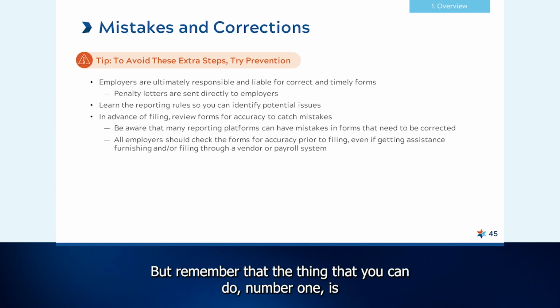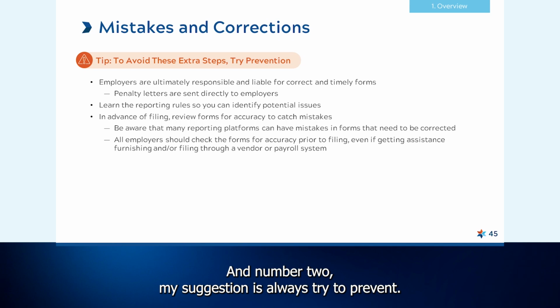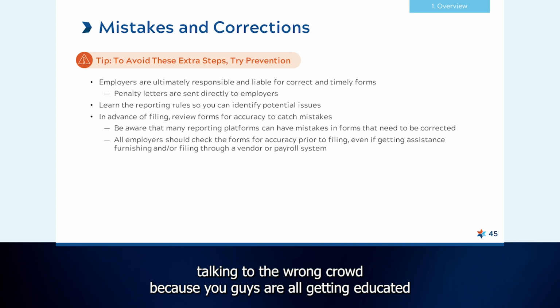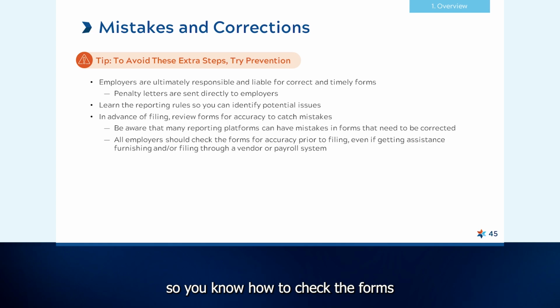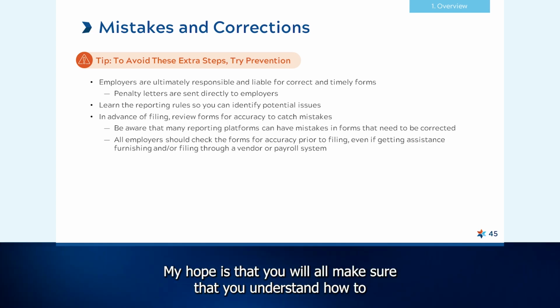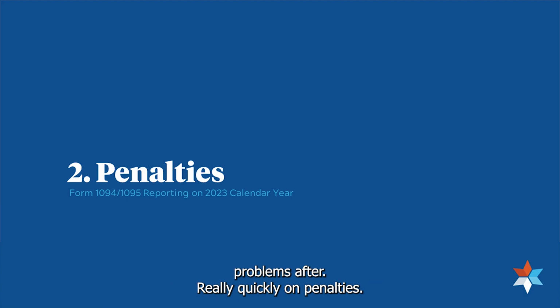But remember that the thing that you can do, number one, is if you find a correction, you're supposed to correct as soon as possible. And number two, my suggestion is always try to prevent. And I'm probably talking to the wrong crowd because you guys are all getting educated on how to do the forms and how to do it correctly. So you know how to check the forms before you file them so you don't have to go back and correct. My hope is that you'll all make sure that you understand how to check the forms so that you don't have to deal with problems after.